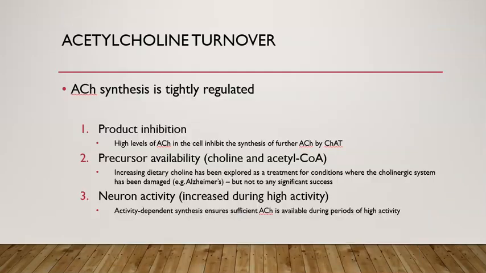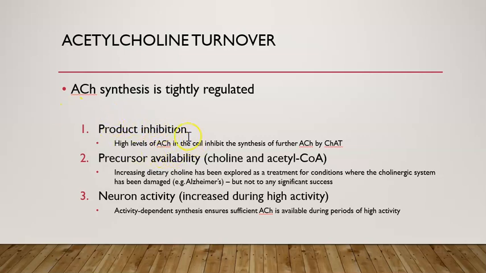Now, acetylcholine is synthesized in that presynaptic cell, but the synthesis of acetylcholine is tightly regulated. So there's three things that can input how much acetylcholine is synthesized. The first would be product inhibition. In other words, the levels of acetylcholine in the cell actually inhibit the synthesis of more acetylcholine by ChAT. So acetylcholine itself kind of inhibits ChAT, therefore not allowing ChAT to synthesize even more acetylcholine.